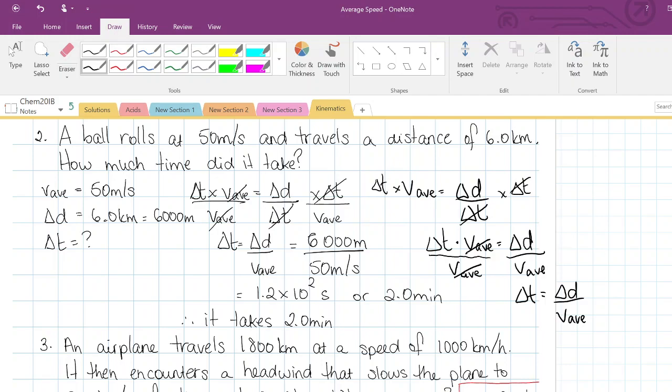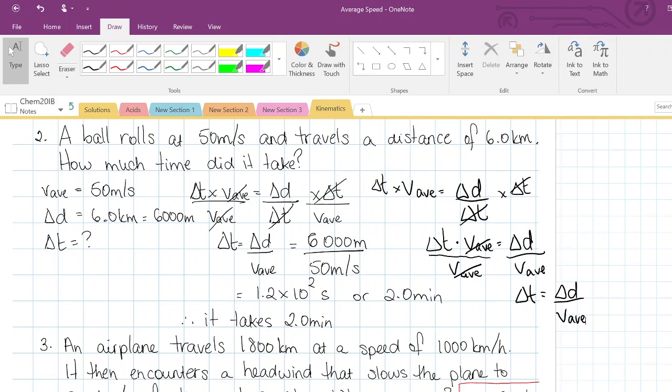So there we've arrived at our rearranged formula. That's essentially what was happening here. Like I said, I don't need to see all the little bits about rearranging. You can just go from V average equals delta D over delta T to delta T equals delta D over V average, and I'll know that you rearranged.